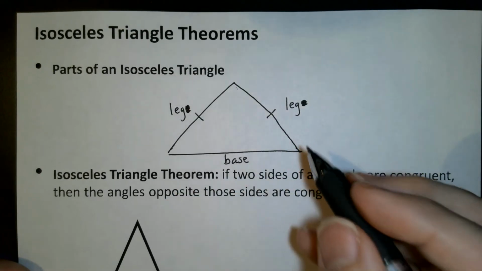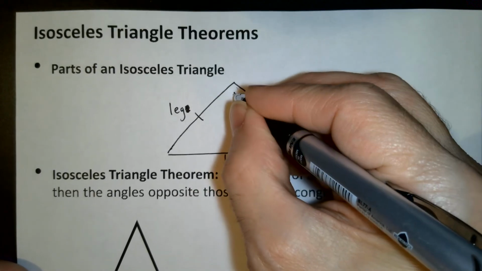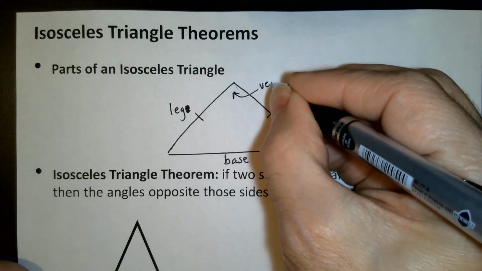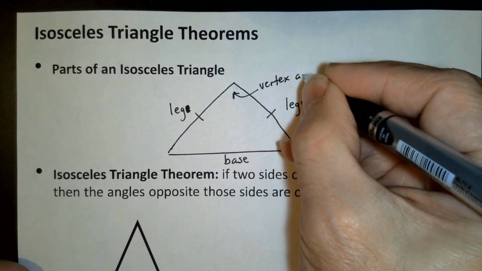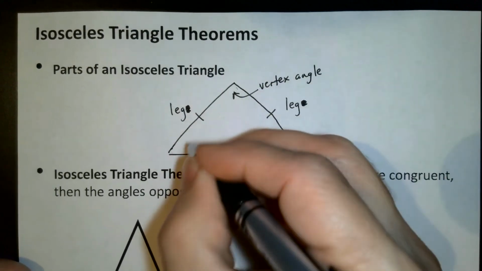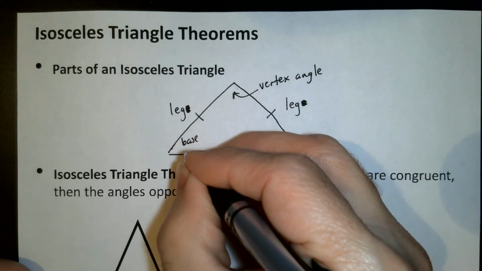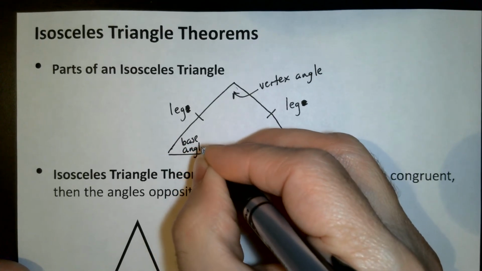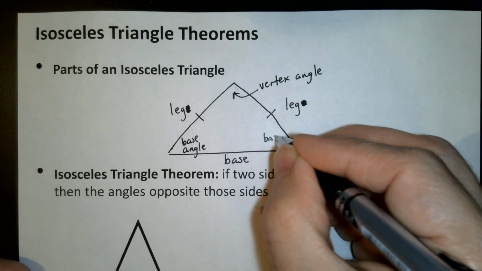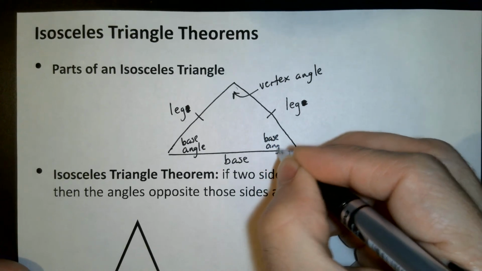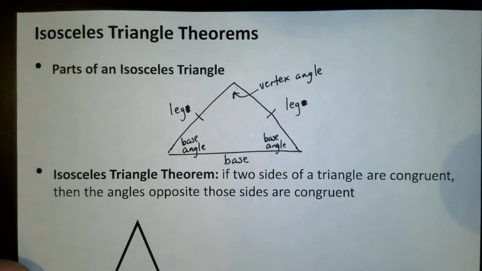Where the two legs meet, this is called the vertex angle. And these other two are called base angles. So we've got a base angle there and a base angle here as well. So those are the parts of an isosceles triangle.